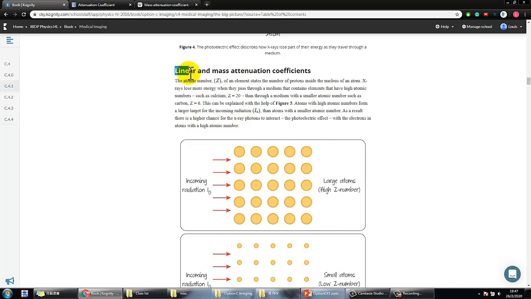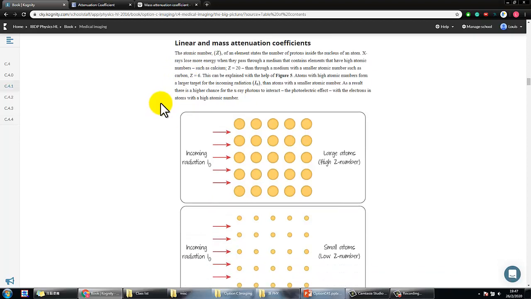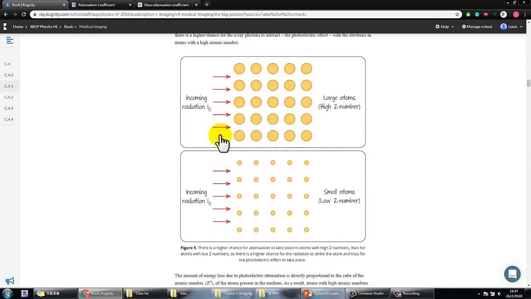And now for linear and mass attenuation coefficient, see, this is a better way to say it. Alright, they are not the same thing, they are different things. So first of all, as we actually know, things like the bone, which is mainly calcium, with atomic number of 20, is much denser than other things like carbon, right? 6. So here then we can illustrate how a large Z atomic number would make the X-ray harder to penetrate through.